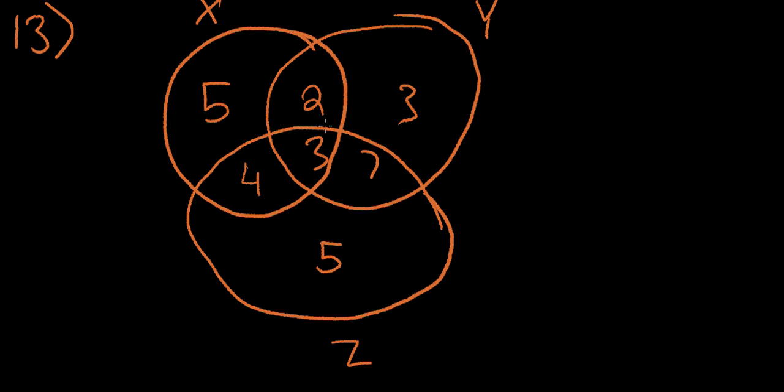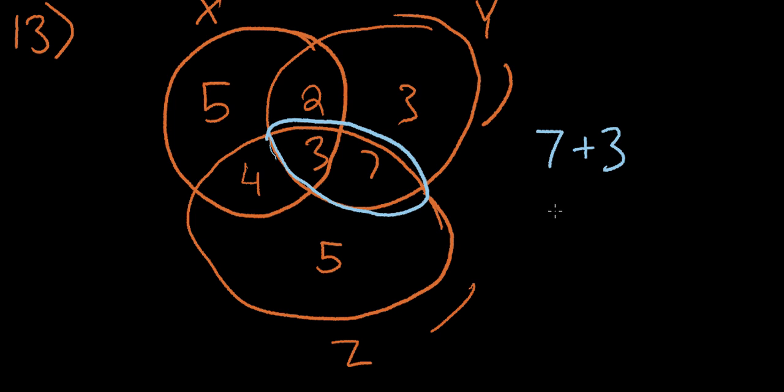Well, what's set Y? It's this one. What's set Z? It's this one. So where's the intersection? Well, the intersection is right here. This entire little overlapping is the intersection between Y and Z. So it's 7 and 3. So that's equal to 10. That's choice C. That's as simple as it gets for a Venn. For number 13 at least.